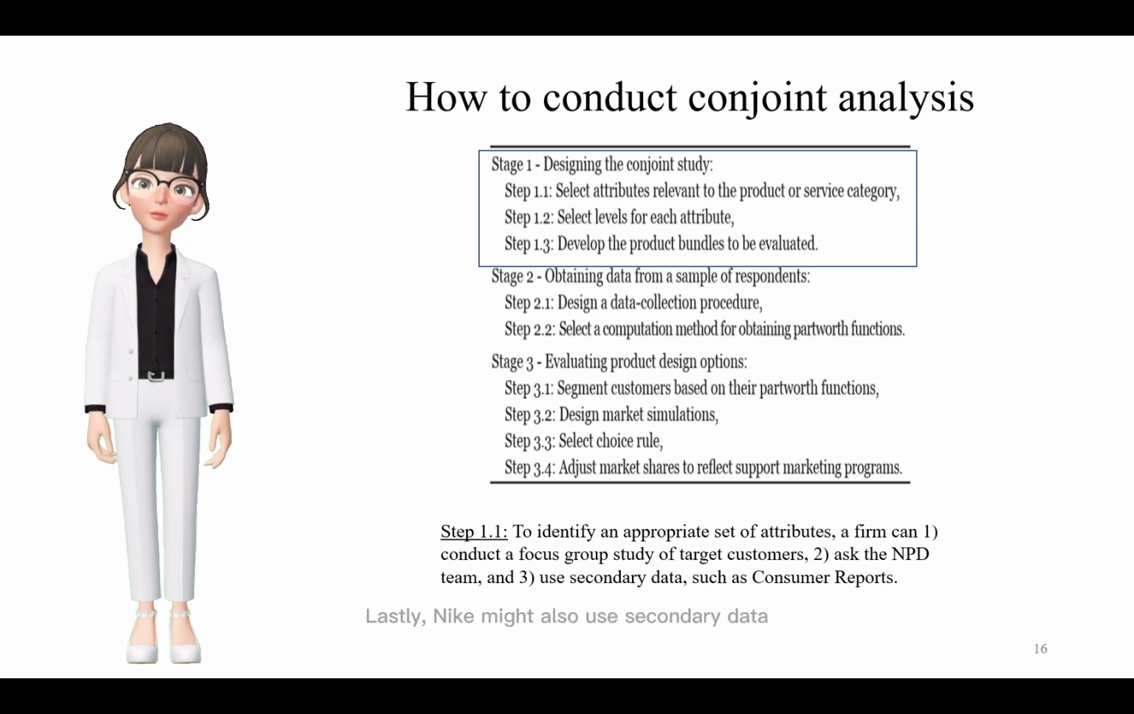Lastly, Nike may also use secondary data, such as consumer reports and market research, to identify an appropriate set of attributes for its products. This helps ensure that the attributes being studied are relevant to the market and in line with industry trends. By combining insights from focus groups, the NPD team, and secondary data, Nike can select relevant attributes that are important to its customers and align with its product development goals.